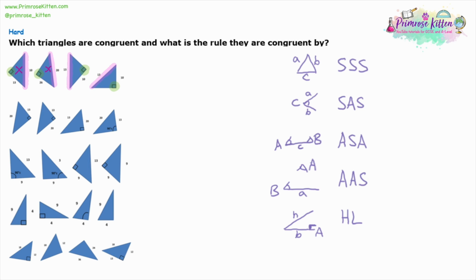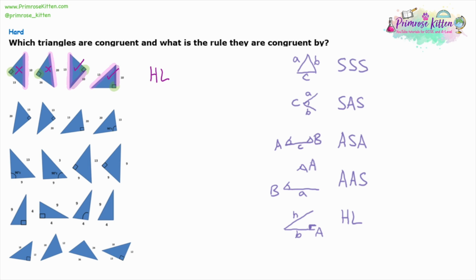So now looking at my final 2, what joins up the pink line with the green right angle? We have 20 and 20. They're both the same, so they must be congruent. So let's give them a tick. And it's HL. We have a hypotenuse and a length coming off it. Moved on to question 2.